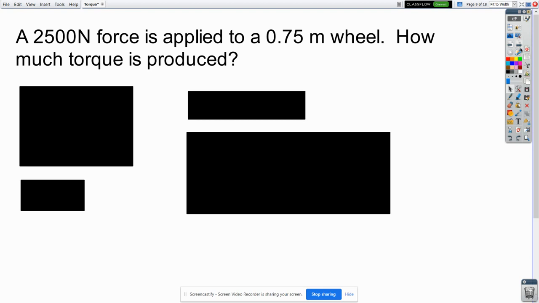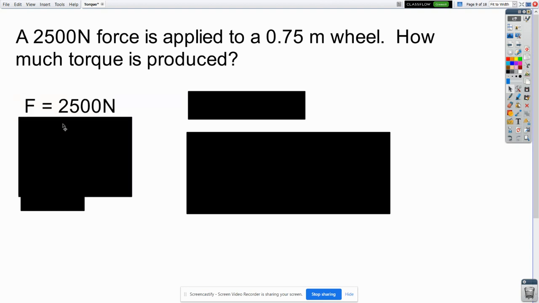Let's take a look at how that math works with these relationships, starting off with the relationship between force and torque. A 2,500 Newton force is applied to a 0.75 meter wheel. How much torque is produced? So 2,500 newtons is a force, so that is F. The question becomes, what is the 0.75 meters?